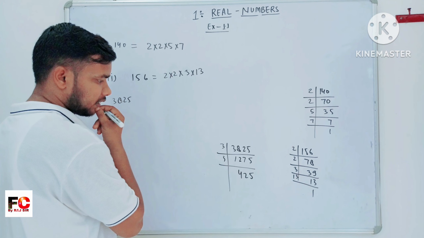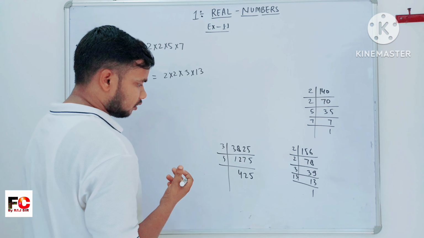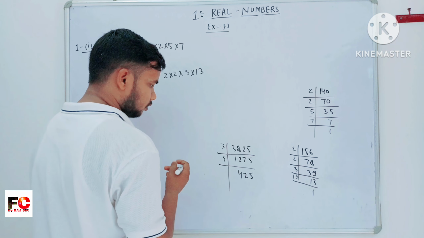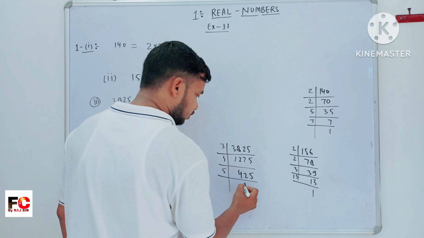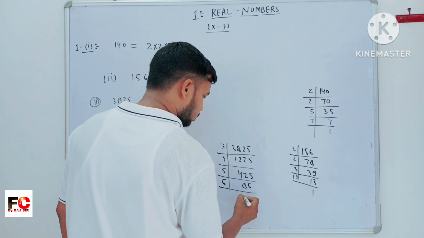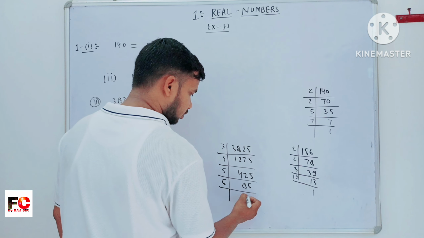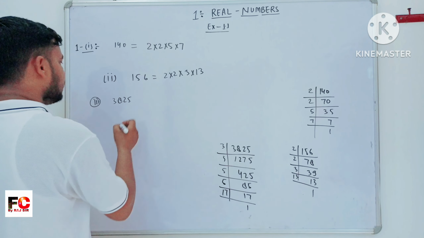The next number is 425, which is divisible by 5. Okay, 5 how many times? 85 and again 5. Okay, again 5 1 and 7 and then 17 1 times.